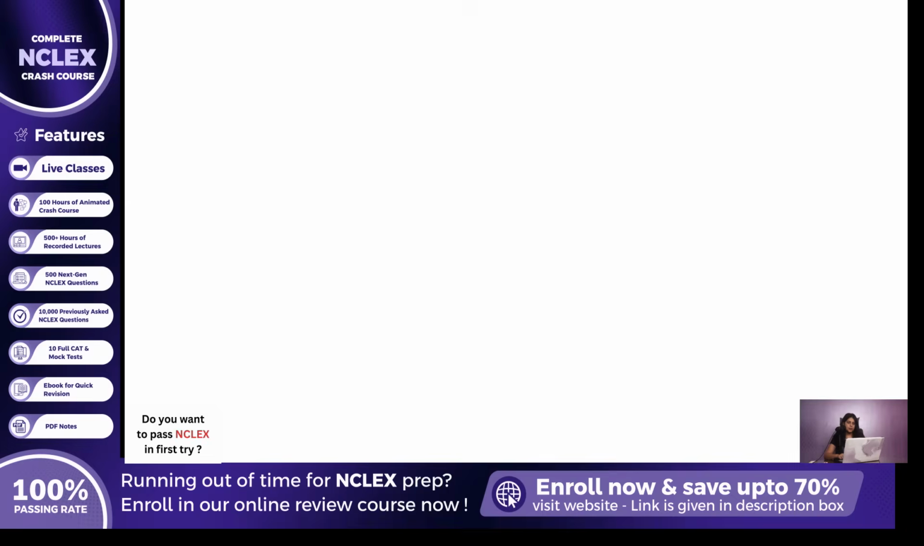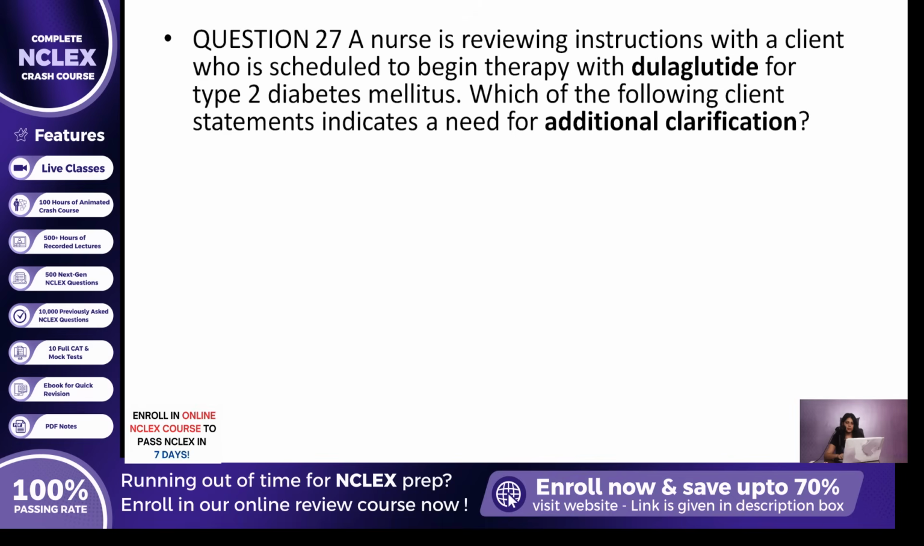Let us move into another important medication safety scenario with question 27. A nurse is reviewing instructions with a client who is starting dulaglutide therapy for type 2 diabetes mellitus. Which client statement indicates a need for further clarification? Here are the options. A. If I begin experiencing vomiting and upper abdominal pain, I should inform my healthcare provider.